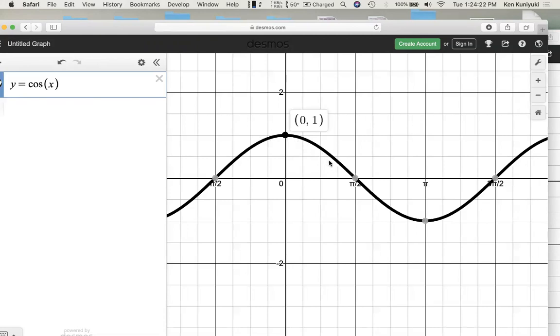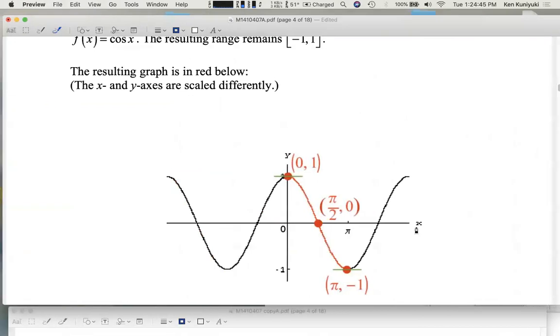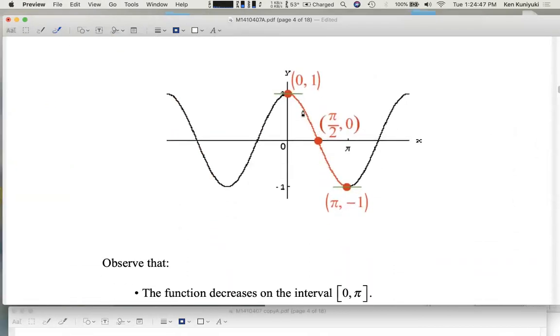And where do we stop? We have to pick up the entire range. We're going to stop here, because then we'll pick up the entire set of y coordinates from -1 to 1, the entire range for the original cosine function. We can't go any further because if we go any further, we're going to start failing the HLT. So we all agree that we're going to grab the piece of the cosine graph from 0, 1 to pi, -1, and we're going to restrict the domain to the closed interval from 0 to pi.